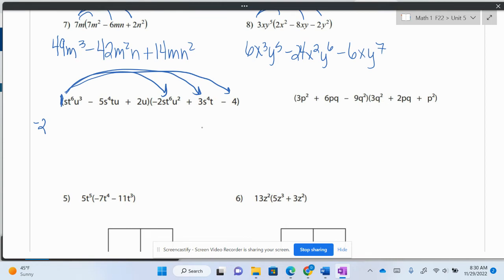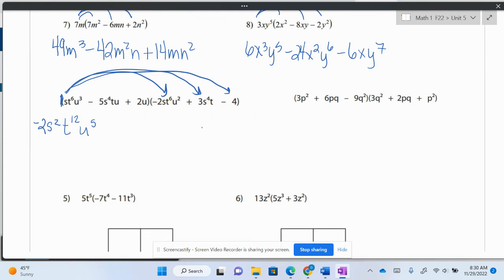S times s is s squared. T to the 6 times t to the 6 is t to the 12th. U to the 3rd times u to the 2nd is u to the 5th. Okay, remember that when the base is the same, we just add the exponents.